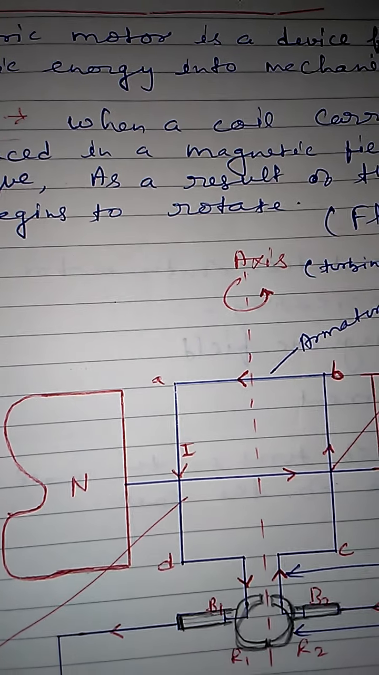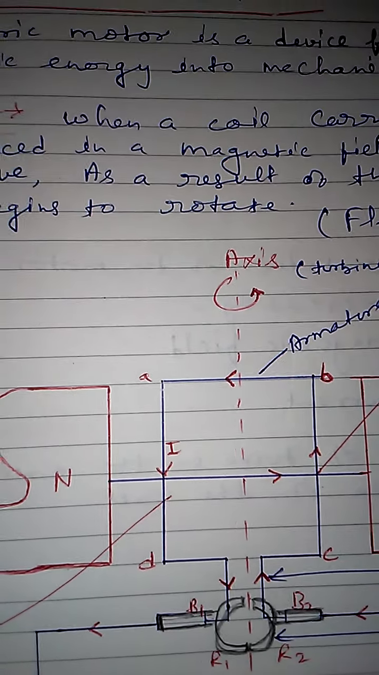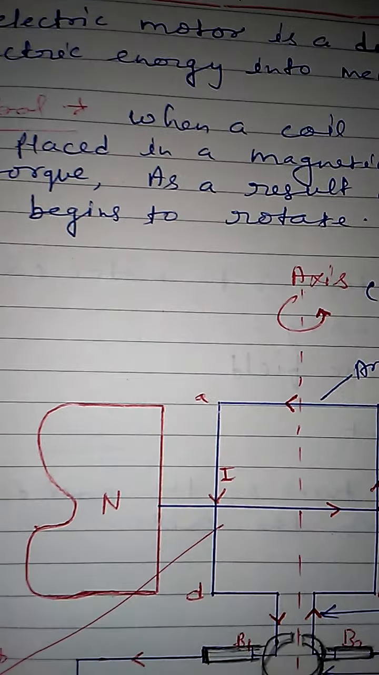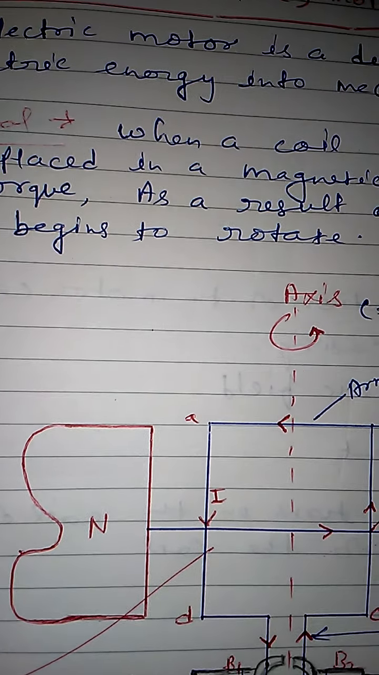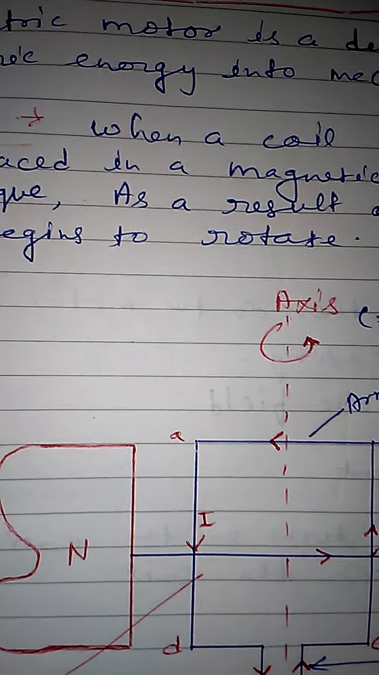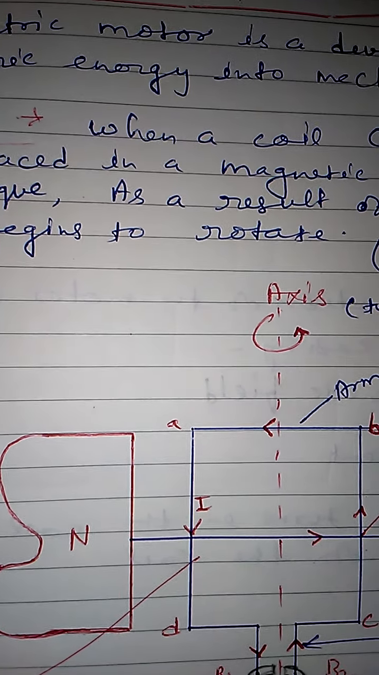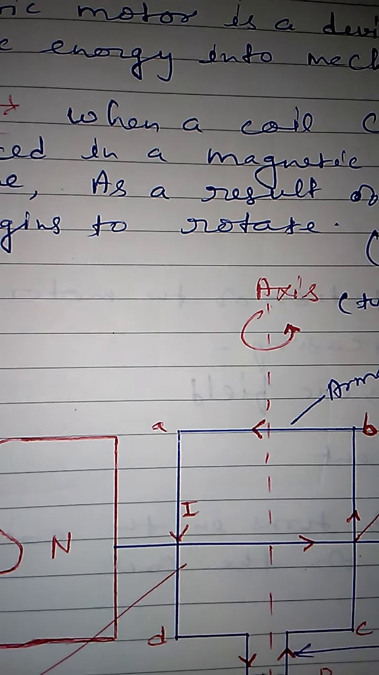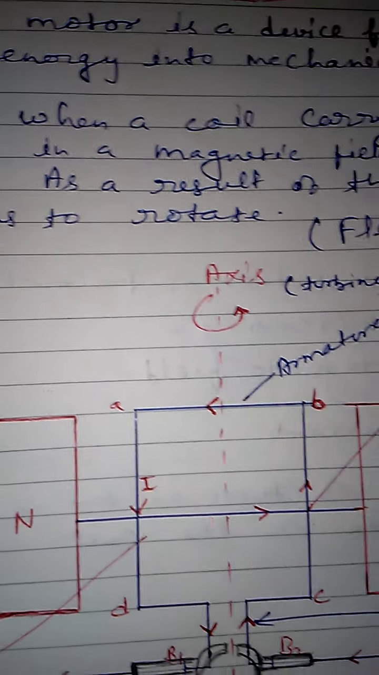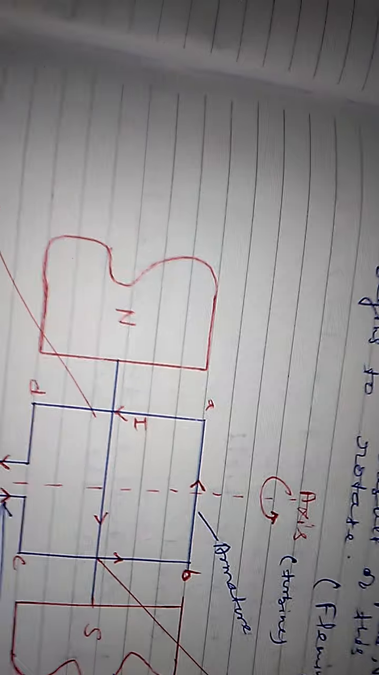Often you have seen a water pump at your home, that is an example of a motor. It receives electrical energy, and after receiving electrical energy, it converts it to mechanical energy, and due to this mechanical energy it converts to potential energy, which is used to draw water from ground to up. So here you can see, this is the structure of DC motor.